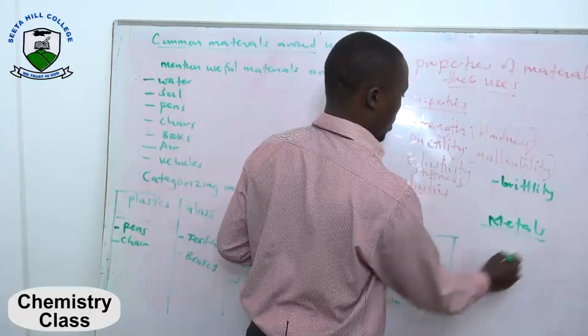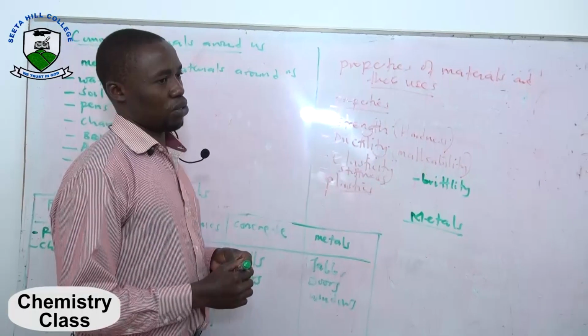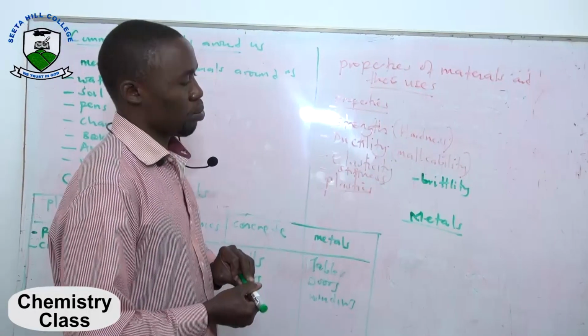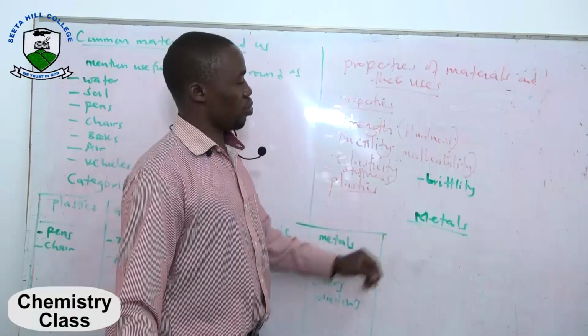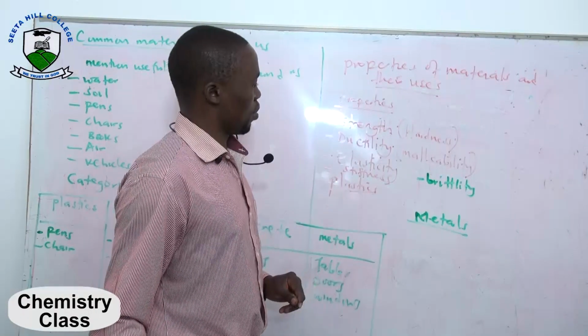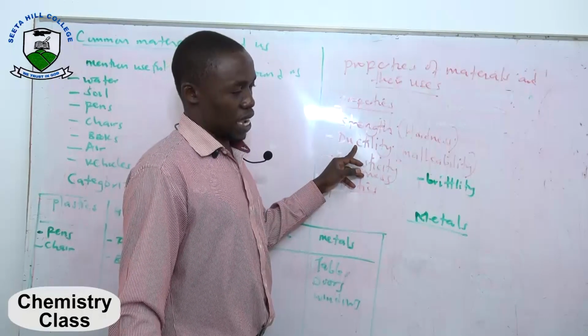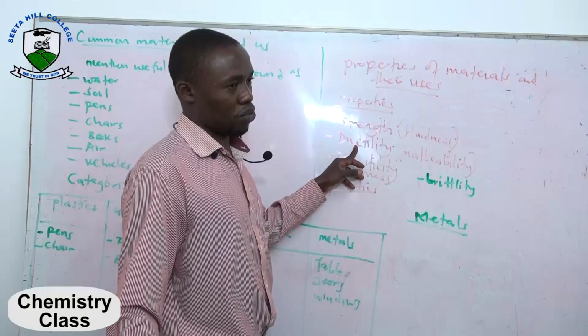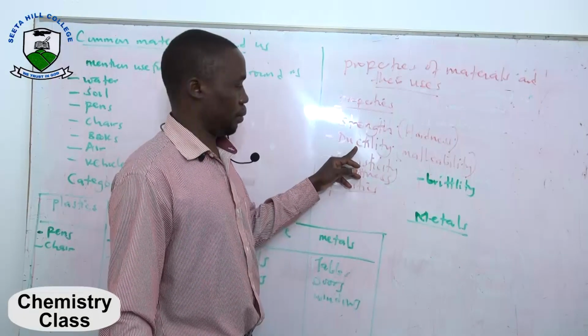Metals. Could we speak about some of the properties of metals? Are metals strong? Metals are strong. Are metals ductile? Yes, they can be made into wires. The ability to be drawn into wires or made into wires is what we call ductility.